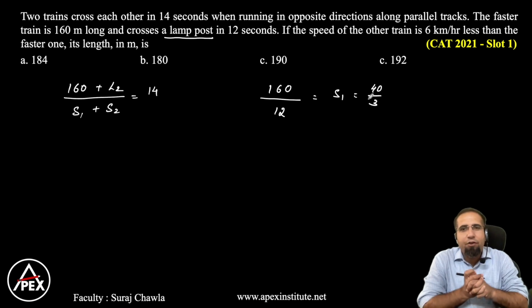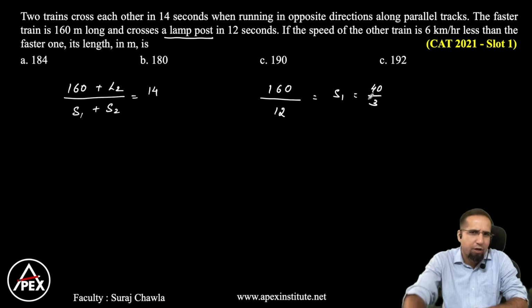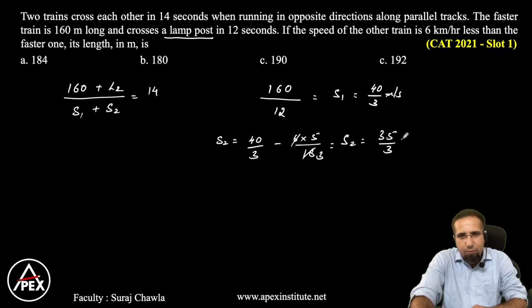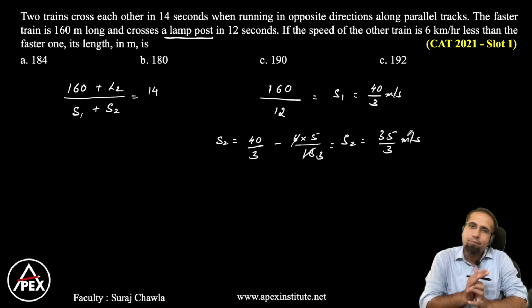Now, the speed of the other train is 6 kilometers an hour less than the faster train. This is my faster train, okay. Now 6 kilometers an hour. So speed of the second train is equal to 40 by 3 meters per second, this is meters per second, minus 6 kilometers an hour, which in meters per second I am converting by multiplying by 5 by 18. So this becomes 6 ones are 6, threes are 3. That means S2 we will get as 35 by 3 meters per second.